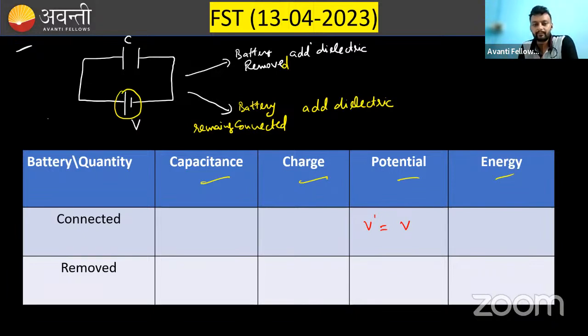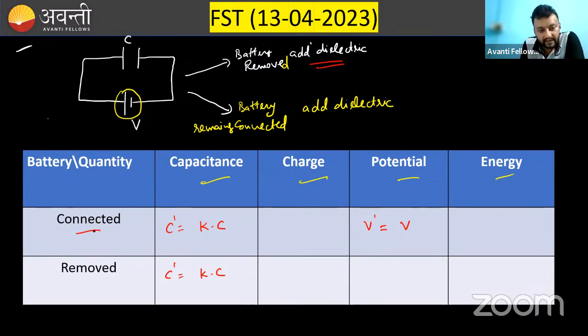One thing that is to be sure: the battery maintains the potential across the capacitor. If battery remains connected, that means potential will remain the same. And if you insert the dielectric completely, then capacitance will become K times in any situation, whether battery is connected or not. This is the type of question. According to this, a lot of questions can be formed.